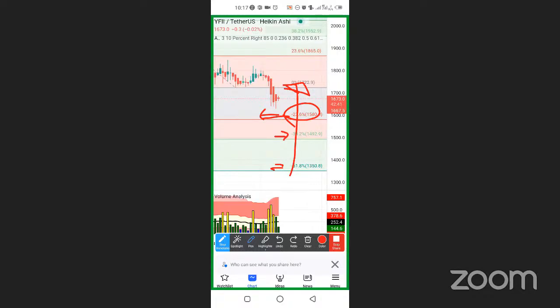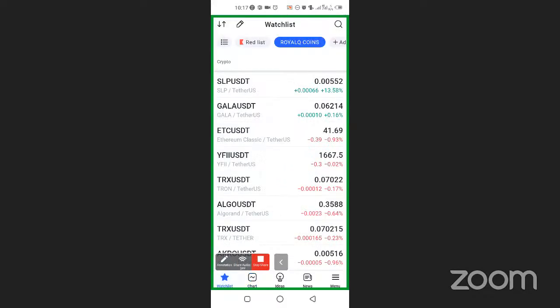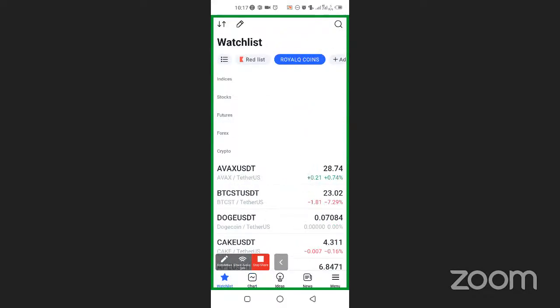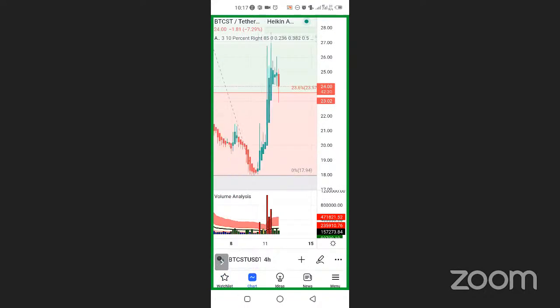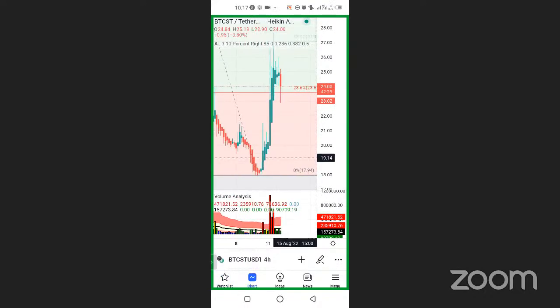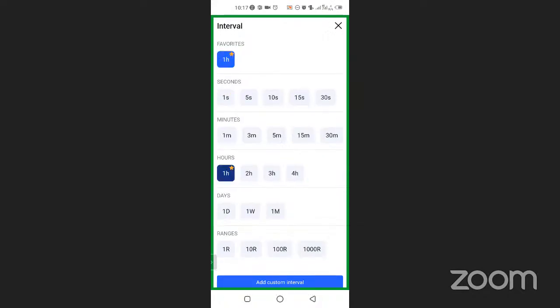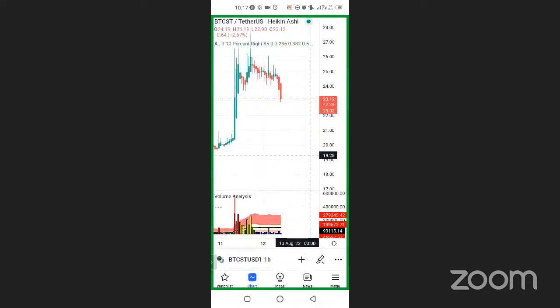So most of you chase trades that are doing well, but if you look at trades that are not doing well, let me give you another example to create a clear picture. Let us look at BTCST. All right. This one in the 4 hours time frame, let me pick up the 1 hour time frame so that I can get a clear picture. Beautiful.